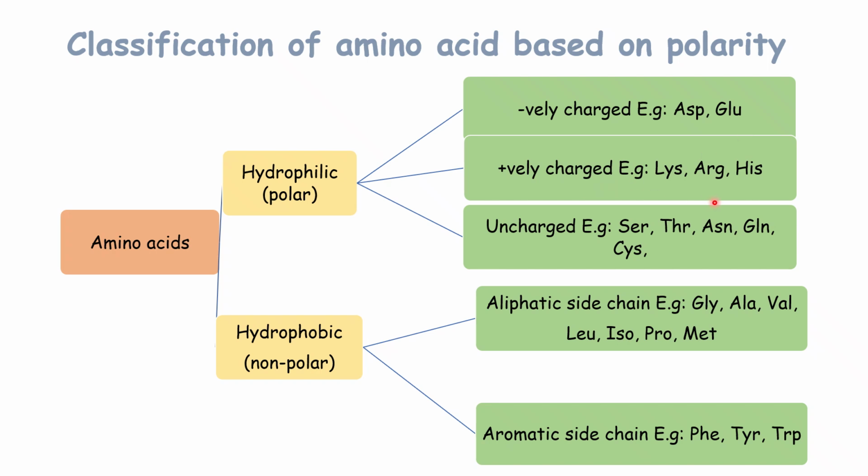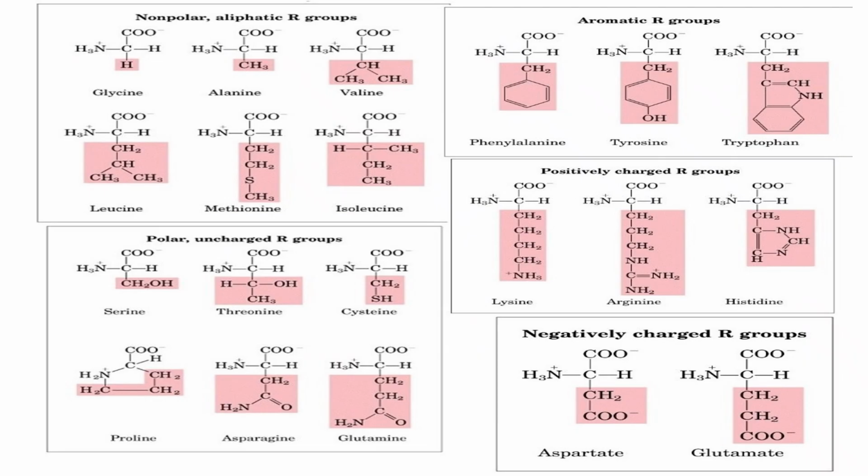Positively charged: lysine, arginine, histidine. Uncharged: serine, threonine, asparagine, glutamine, cysteine. So just know the names of the amino acids for hydrophilic and hydrophobic that I have given here, with aliphatic side chains as well as aromatic side chains. Note down the amino acids for polar and non-polar groups. These are all examples just for your view or information.